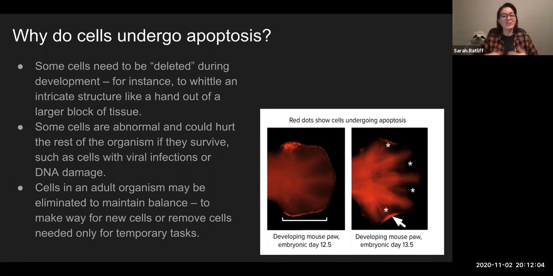And cells in adult organisms can be eliminated to maintain balance. So, you know, I need to make room for some new cells. My cells are getting old. I want to renew some of those cells to maintain a balance so I don't just wither and die. So those new cells need space to grow. If it's too crowded, they're not going to grow. So we're going to kill off some of those older cells to make room for new cells.